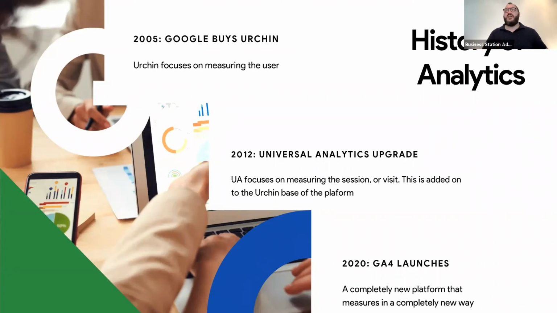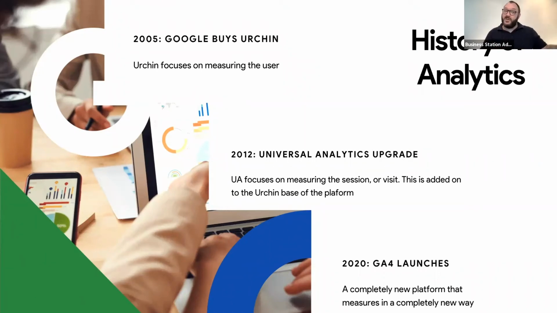So fast forward then to 2012, the Urchin version of Google Analytics was upgraded to include what they called Universal Analytics. So Urchin was always focused more on measuring what a user was doing. So saying, okay, this user did these things. But then the Universal Analytics looked at a much bigger picture. It measured the session or the visit itself, not so much the person. But it did do that anyway.